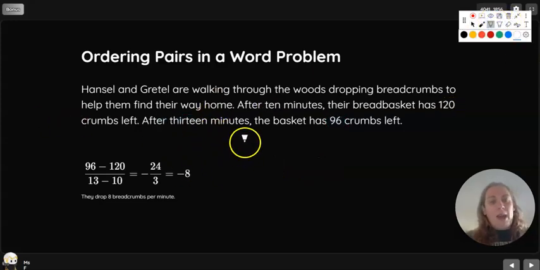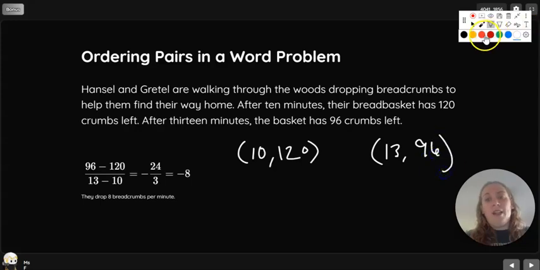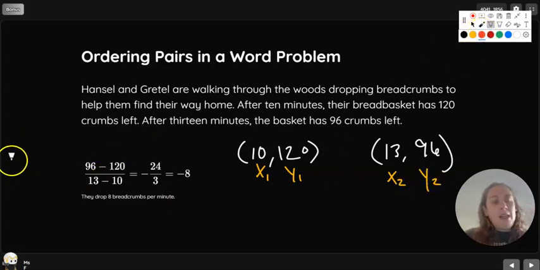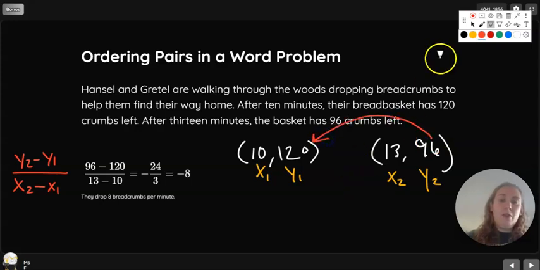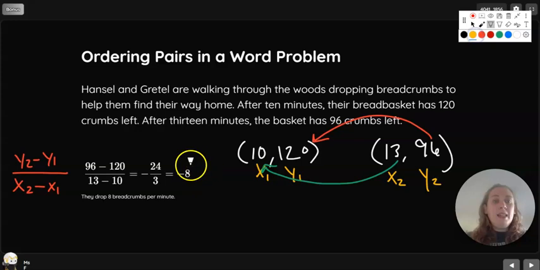So we had 10, 120, that was our x1, y1, and 13, 96 was our x2, y2. And we set them up in the slope formula by subtracting the y's, and we did 96 minus 120 on top. And then in the denominator, we did 13 minus 10. And it makes sense. So then we get negative 24 over 3, which reduces down to negative 8.